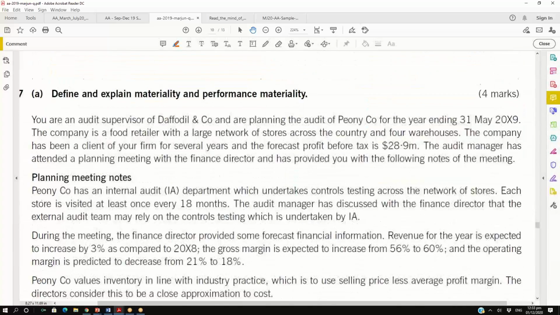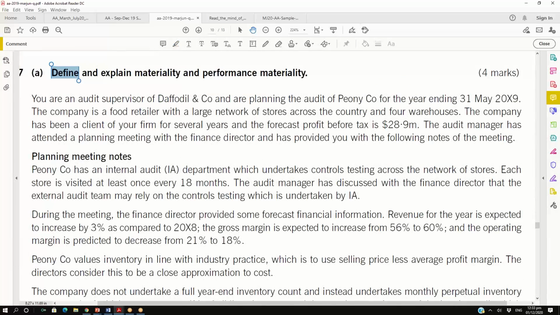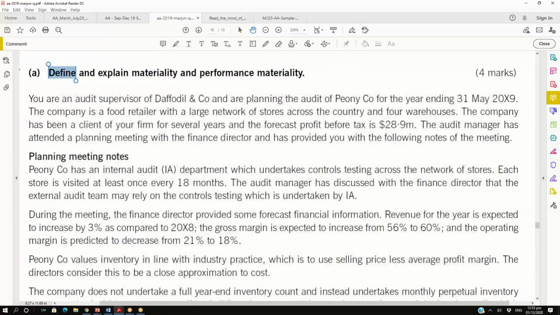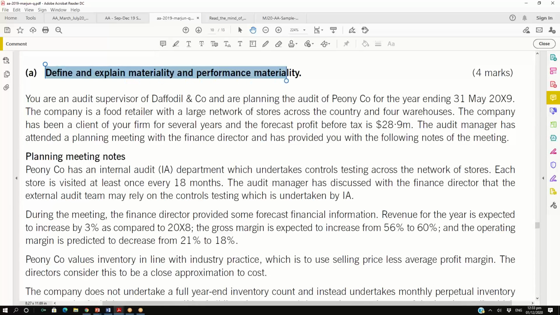Then you get to the next one. Examiner says define and explain the materiality and performance materiality. So you have to define and explain. You need to elaborate upon what is materiality and what is performance materiality. You have 4 marks: 2 marks for materiality and 2 marks for performance materiality. You need to give a crisp definition and then you elaborate on that definition.